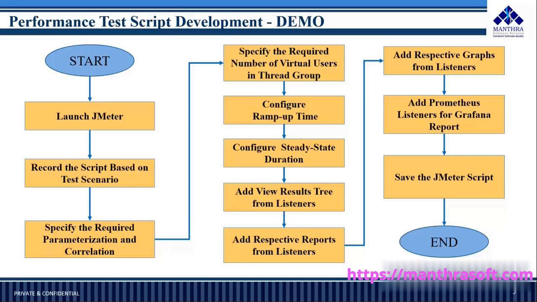6. Configure steady-state duration. 7. Add view results tree from listeners. 8. Add respective reports from listeners. 9. Add respective graphs from listeners. 10. Add Prometheus listeners for Grafana report. 11. Save the JMeter script.